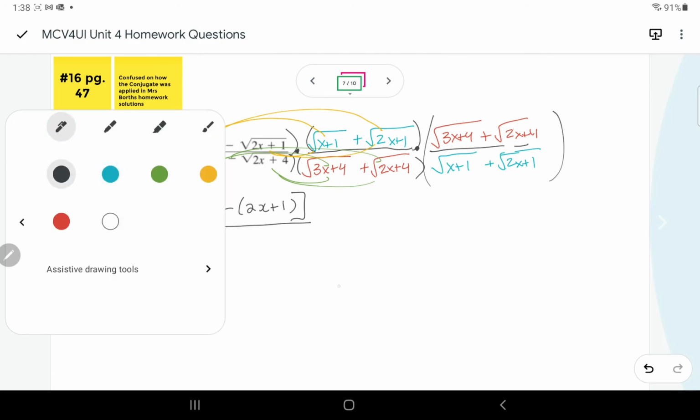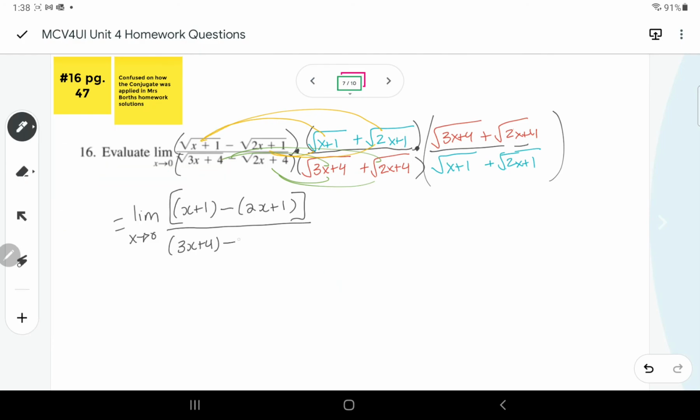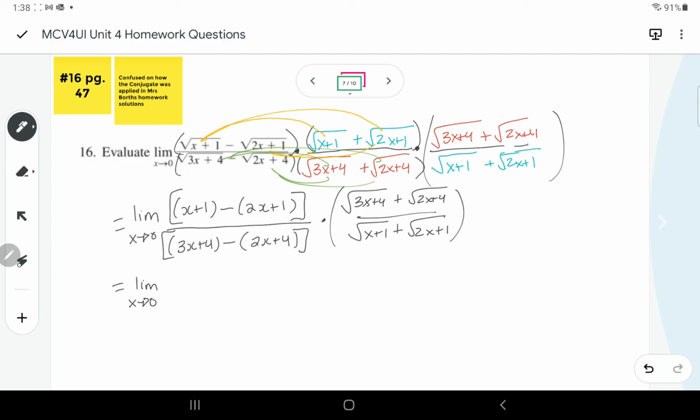Okay, so then we're multiplying down here, and we get minus the 2x plus 4. So that's the bottom there. And I still have this last one that I just left out at the end. 3x plus 4 plus root 2x plus 4 over root x plus 1 plus root 2x plus 1. So we kind of did like a double conjugate there. And then we're really just going to leave that one at the end out and simplify inside this first set.